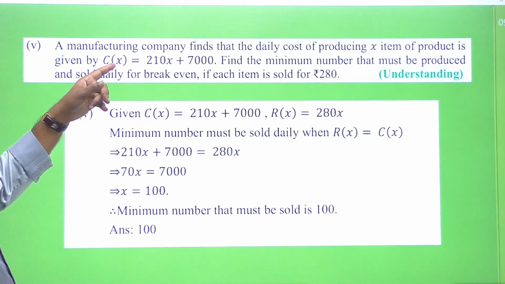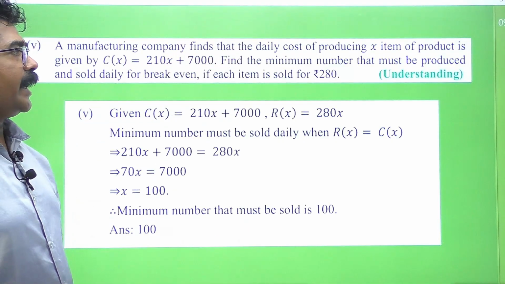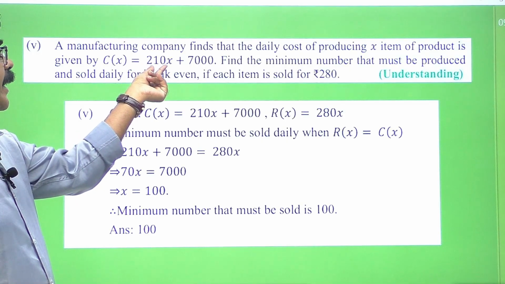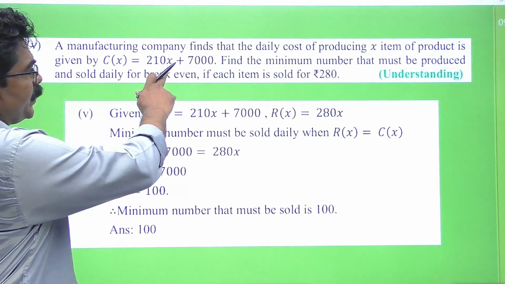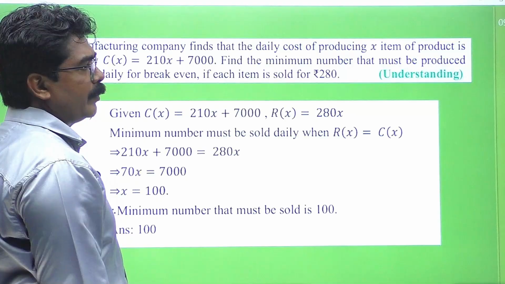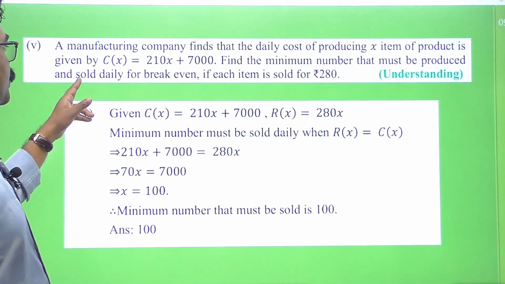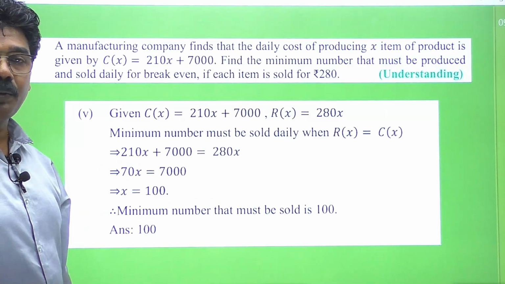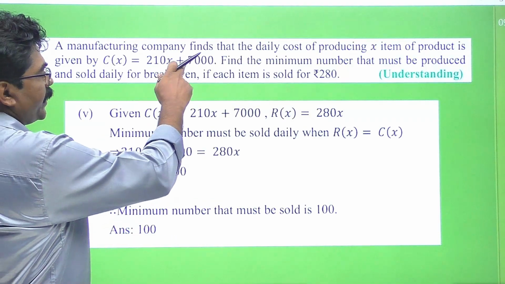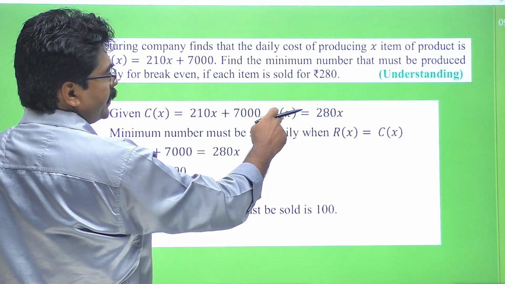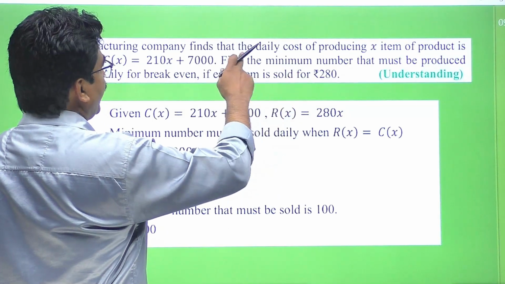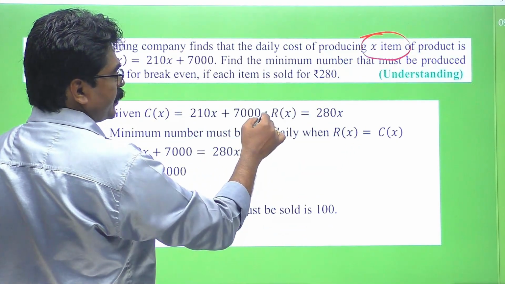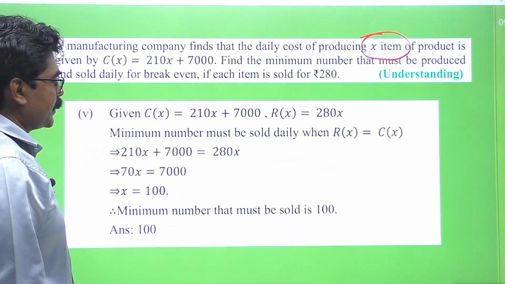A manufacturing company finds that the daily cost of producing x items of a product is given by C of x is equal to 210x plus 7000. Find the minimum number that must be produced and sold daily for break even if each item is sold for rupees 280. Given C of x is equal to this, then R of x is equal to, this is for each item, then total items are, total how many products are here? x items are here. As here are x items, so R of x is equal to 280x.